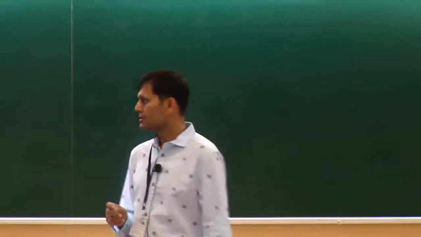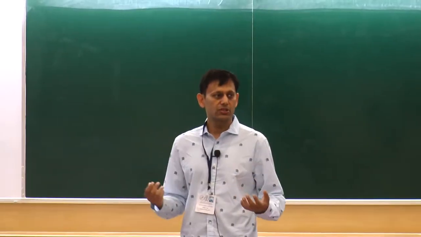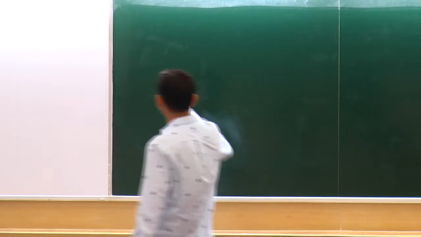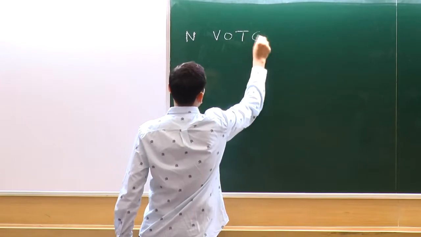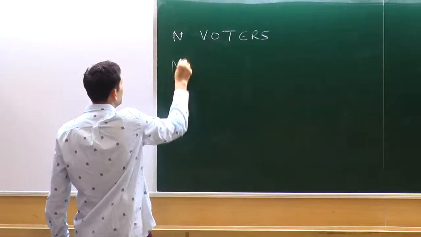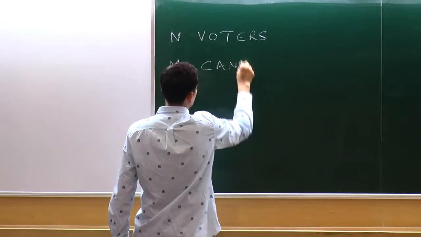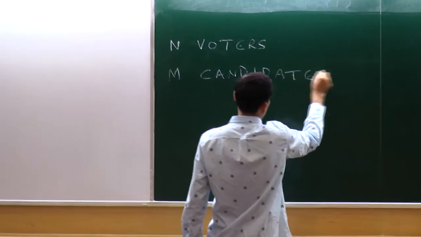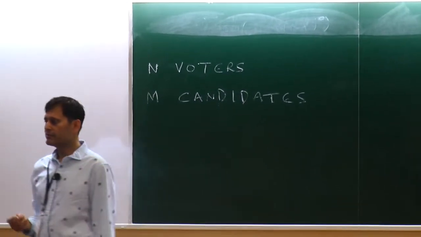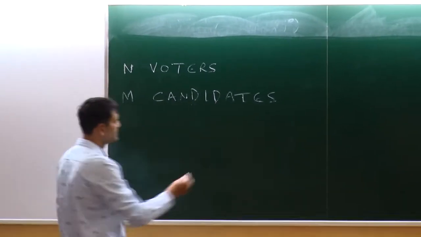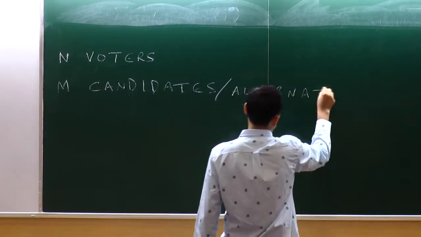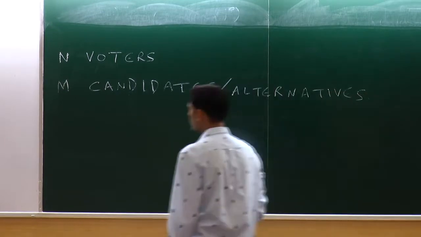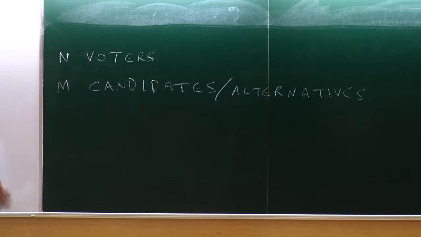And the situation that we're going to look at, the classical situation in social choice, is that you're given n voters, you're given m candidates. You can think of these candidates as alternatives. They are often called alternatives. And then what each voter gives you is a strict ranking of all the candidates.